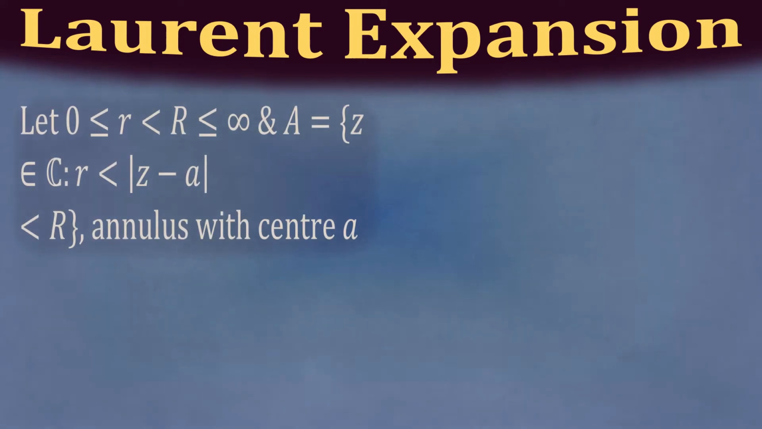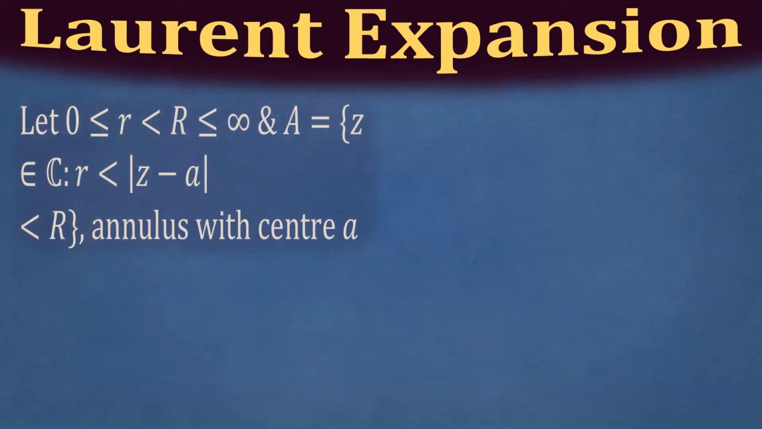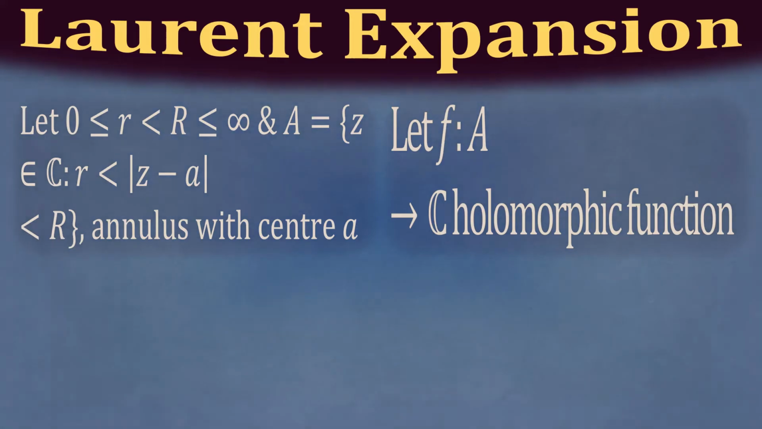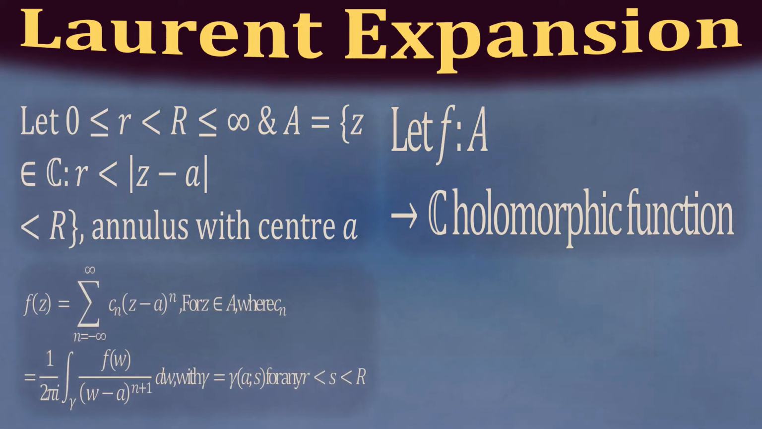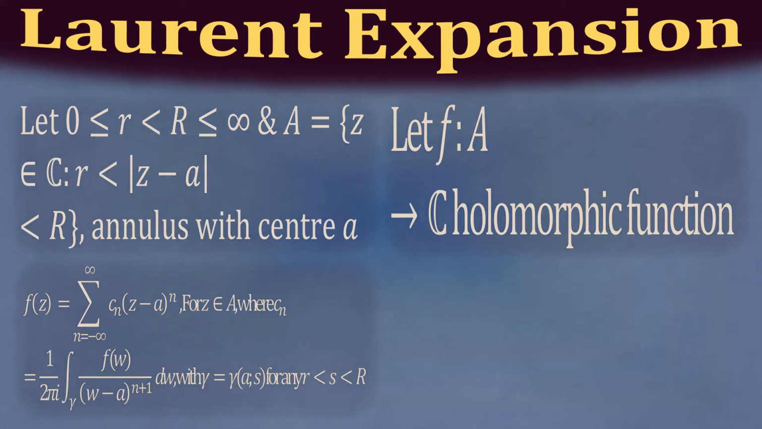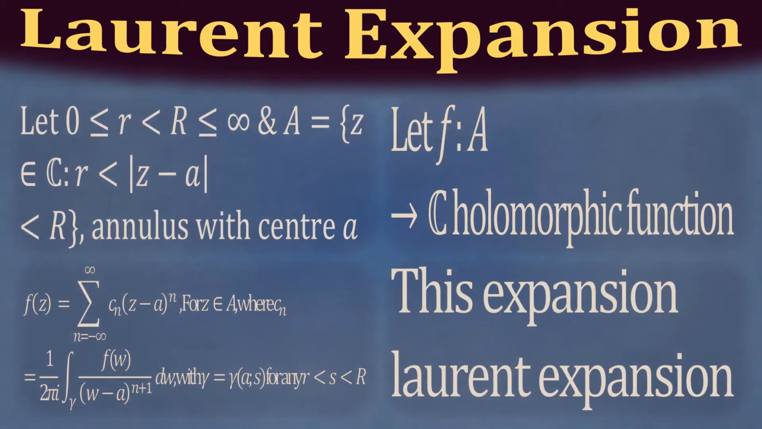Let 0 be less than or equal to r, which is less than R, which is less than or equal to infinity, and let A be the set of all z in the complex numbers such that the modulus of z minus a is between r and R, which we call an annulus with centre a. Let f from A to the complex numbers be a holomorphic function. Then f has an expansion f of z is equal to the sum from n equals minus infinity to positive infinity of C_n times z minus a to the n for z in A, where C_n is equal to 1 over 2 pi i times the integral over gamma of f of w divided by w minus a to the n plus 1 dw, with gamma equal to gamma of a and s for any s between r and R. This expansion is called the Laurent expansion.